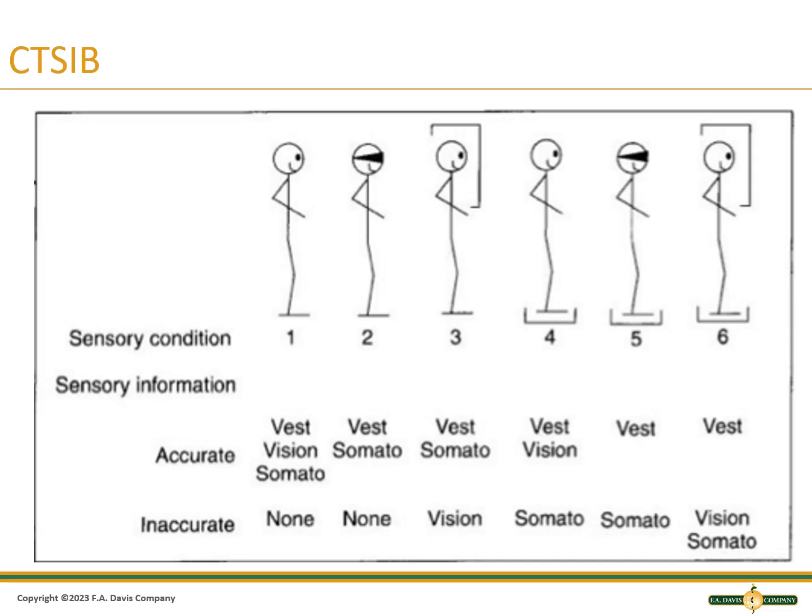Then we remove vision so that they're still standing on the foam pad with inaccurate somatosensory information, no visual information, and then the vestibular system is relied upon. And then we leave them on the foam and then put the dome over their head so that they have inaccurate vision, inaccurate somatosensory information, and are extremely reliant on the vestibular system. These scenarios increase in difficulty and again are used to determine which system is contributing to balance deficits.